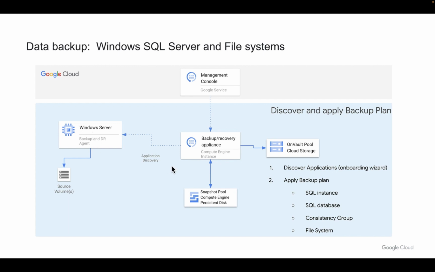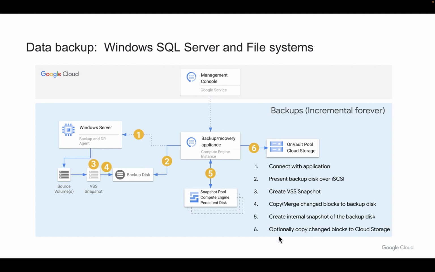So there is a two-step process here. We need to discover the applications, which we do using our onboarding wizard, and we then apply a backup plan to them. We can apply that to a SQL instance or a SQL database, or we could create a consistency group, which consists of databases or instances on the same host that we want to back up as a consistent group. And we can also just apply backup plans to Windows file systems like our C drive and our D drive.